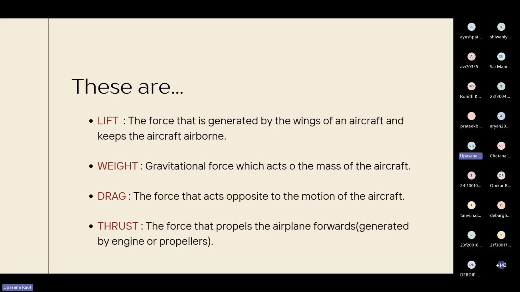These are the definitions of those terms. So the lift is basically the force which is generated, mostly by the wings of the aircraft. Weight is just a gravitational force. Drag is the force that acts opposite to the aircraft. You can think of it as an air resistance, but it's not really that. I'll get to that a bit later. And thrust is what propels the aircraft forward. It is generated by engines or propellers.